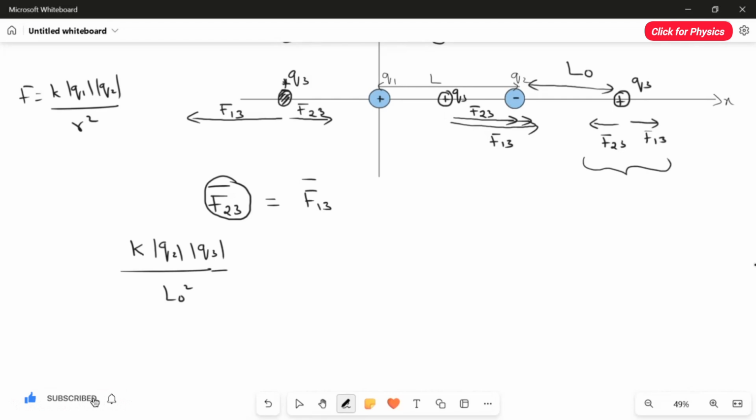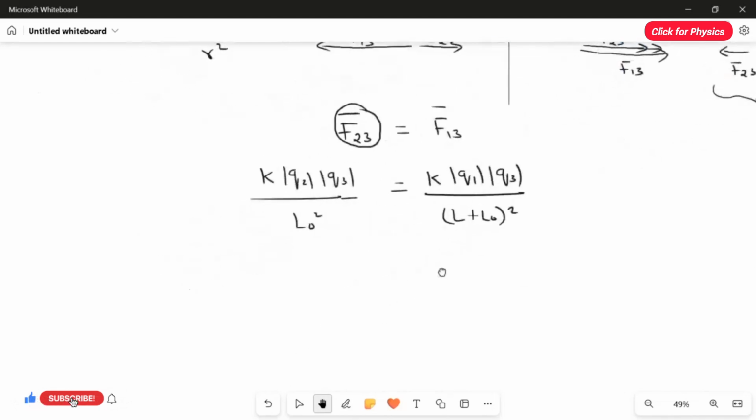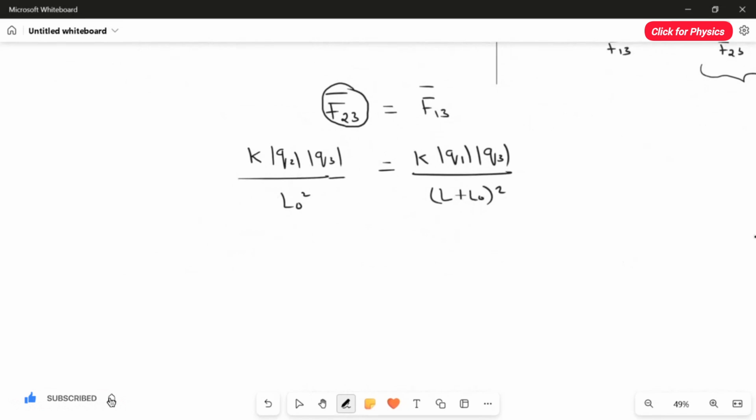Likewise, I have to apply Coulomb's law for charges 1 and 3. So what will we get? K |Q1||Q3| over the distance between 1 and 3. You can see the distance between 1 and 3 is L plus L naught, so (L plus L naught) whole square. Clear? Now you can see the Coulomb constant K on both sides cancels, and likewise Q3 cancels.